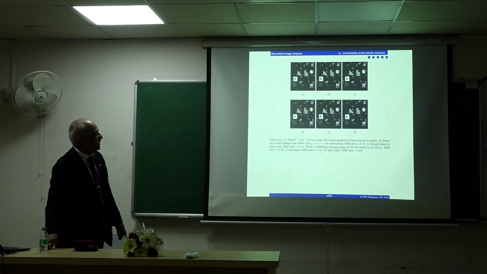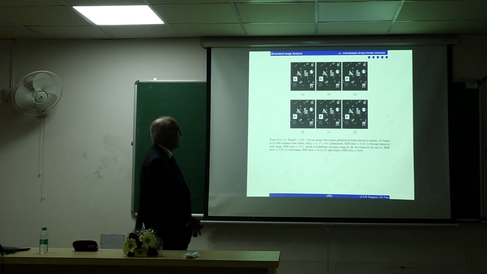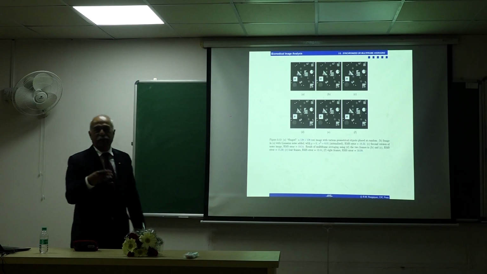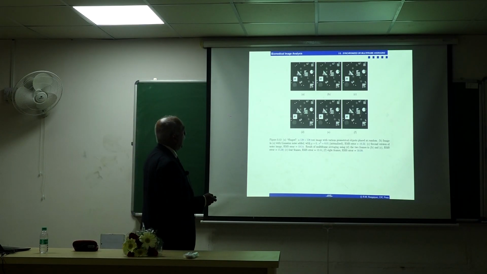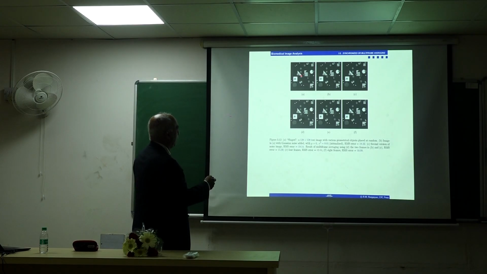This is just a synthesized example. We created a number of test patterns like this by randomly placing various shapes with various gray levels and then adding noise. So this is the original image with noise. This is with Gaussian noise added, and this is another version with Gaussian noise added.